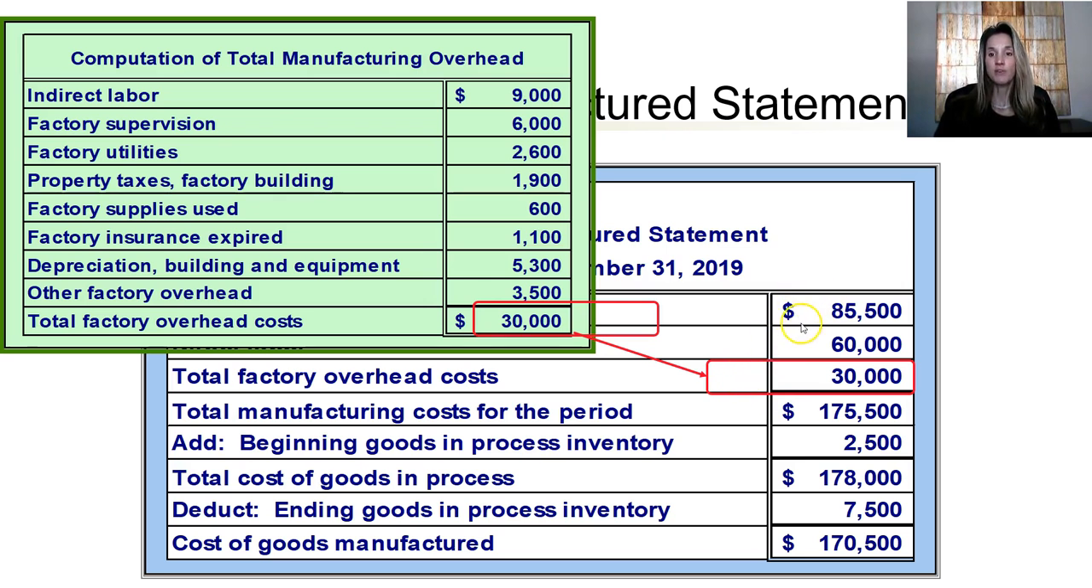Once we show the flow of costs through materials to get the materials used in production, the amount of direct labor costs incurred, and all of the factory indirect costs incurred, added together, they give us the total manufacturing costs for the period. Again, those are combined with the beginning inventory balance in goods in process to get the total cost of goods in process, subtract out the ending goods in process balance, leaving us with the cost of goods manufactured.